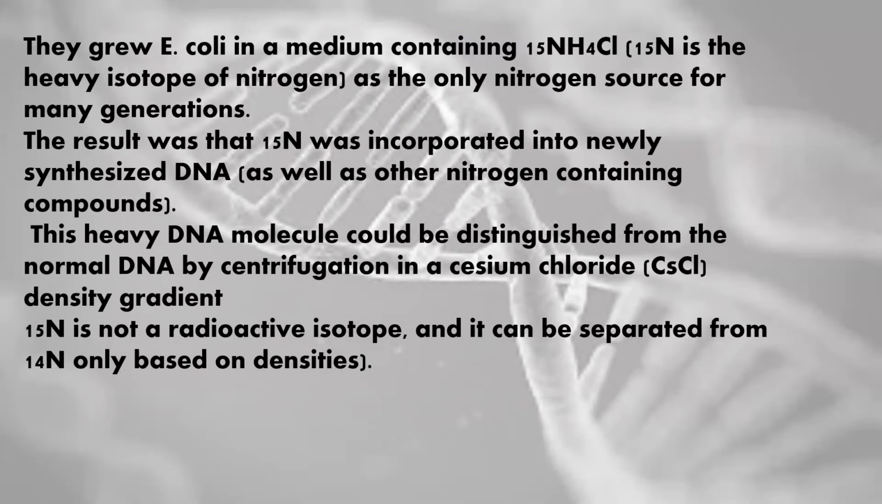So what was the result? This heavy nitrogen was incorporated in the newly synthesized DNA and whatever other nitrogen compounds were there in the cell. Now, what was the purpose of this? This heavy DNA molecule can be easily differentiated from the other normal DNA by centrifugation in the cesium chloride density gradient method.